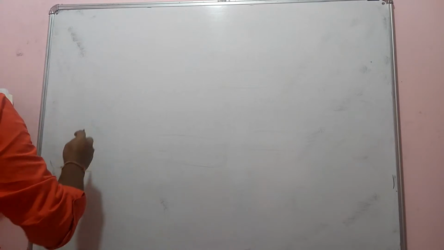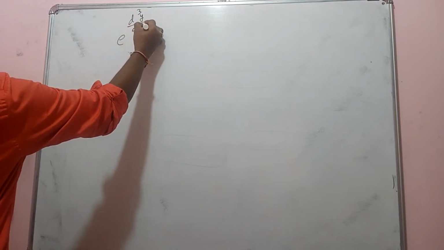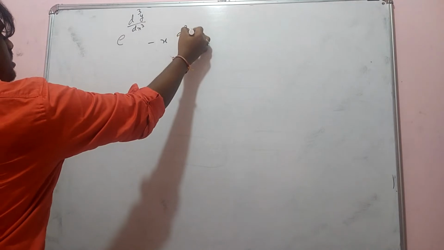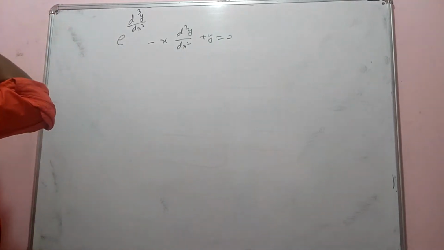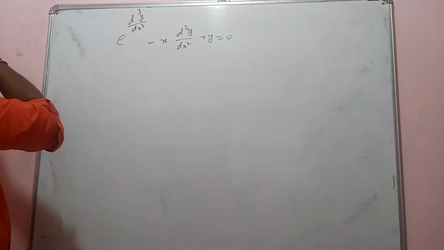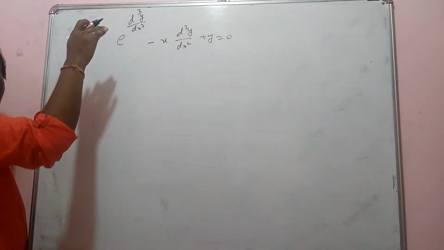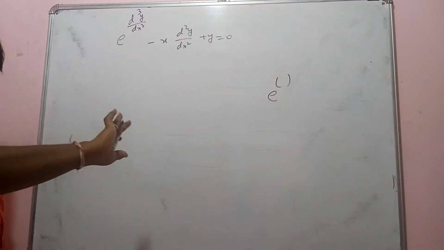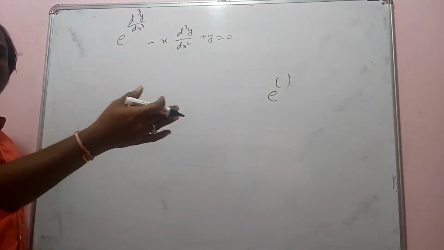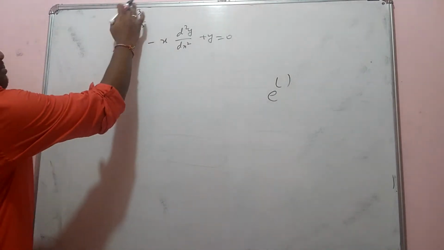Suppose you have a question like this: e power d cube y by dx cube, minus x into d square y by dx square, plus y is equal to 0. See here, e power you have, and I told you the derivative must be independent of e power and sine. It should be shifted out. If only one variable is there, it can be shifted. But with addition and subtraction, it cannot be separated.